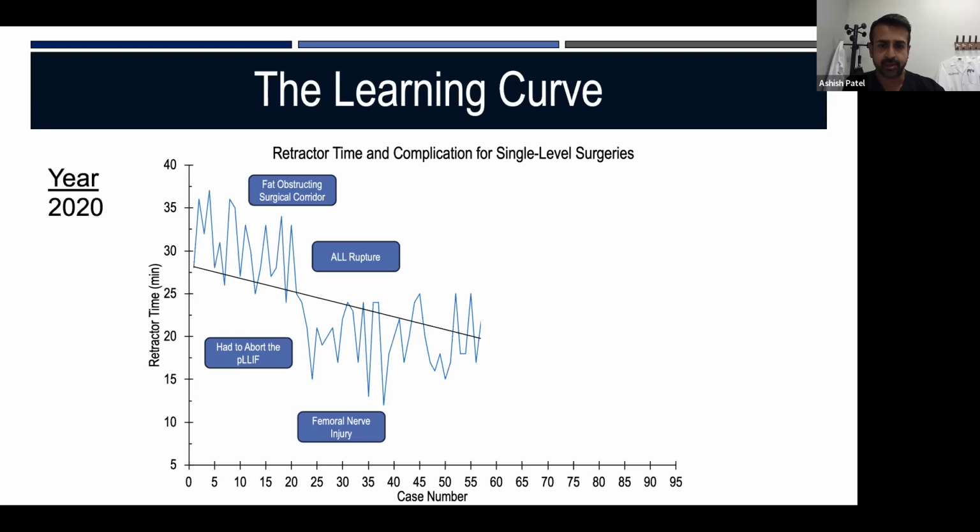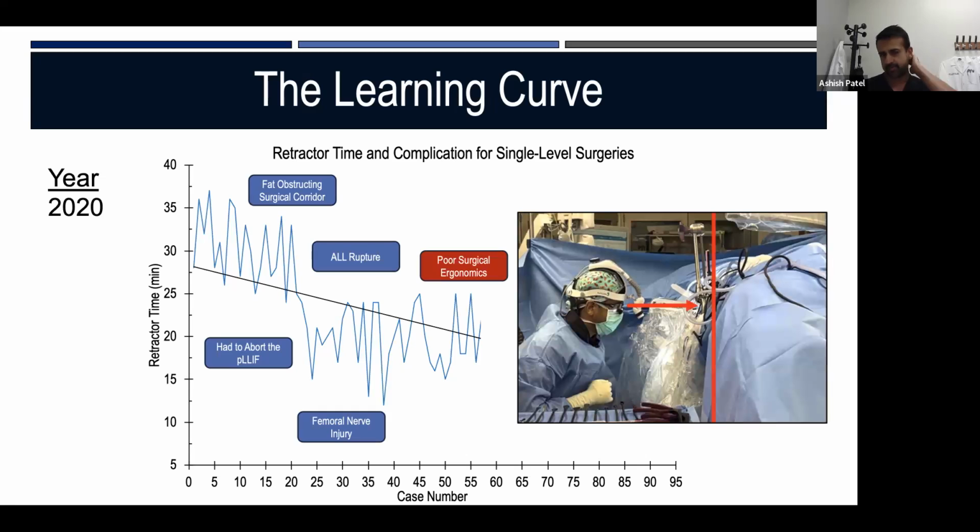So the learning curve continues, and as we've become comfortable, we've found a way to increase our visualization during the surgical corridor. And when we abort, we've got a great plan B. We're trying to stay safe and monitor nerve health, and we place the ALL retractor to prevent any sort of inadvertent injuries of the ALL or the vessels.